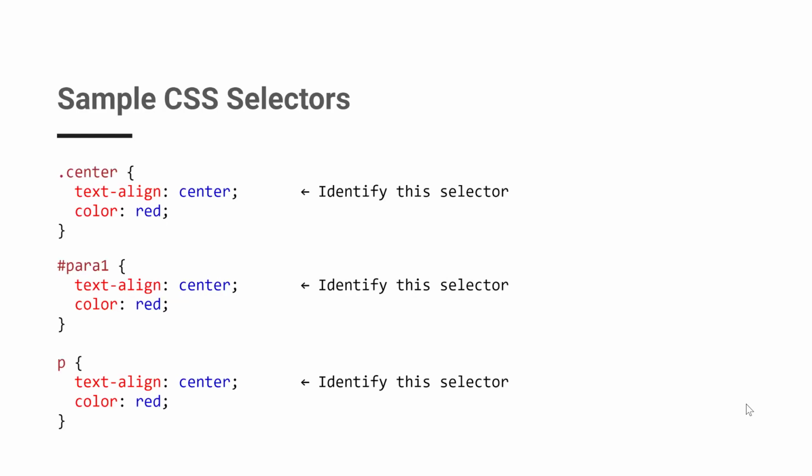So here we have a sample of some CSS selectors, and we're going to try to identify some of these. Here at the top, one thing we've noticed is that whenever it starts with a period followed by a name, we know that this is a class selector. When we see the hash followed by a name, we know this is an ID selector. And when we just select the actual literal HTML tag itself, we know that this is an element selector.